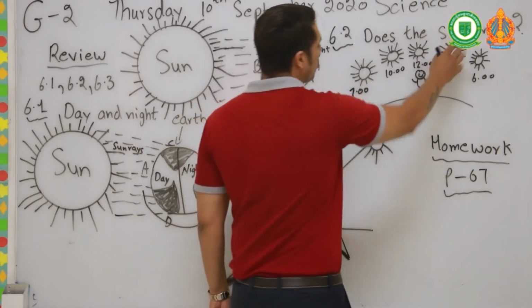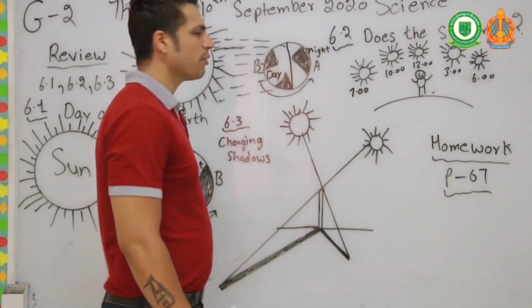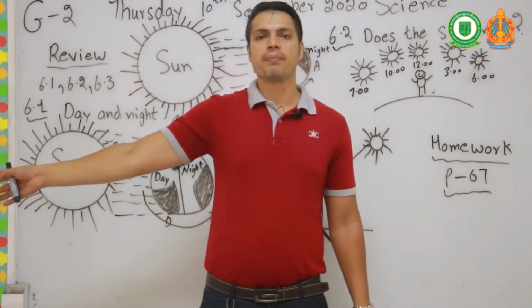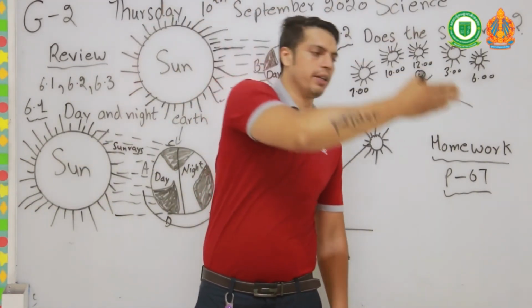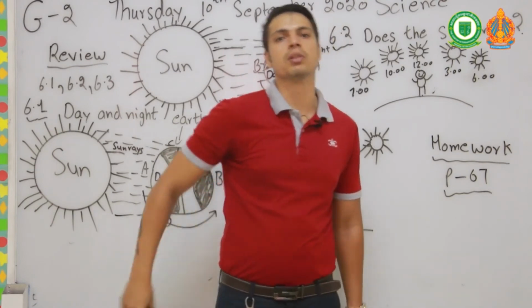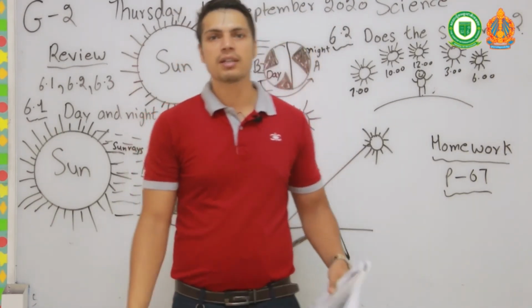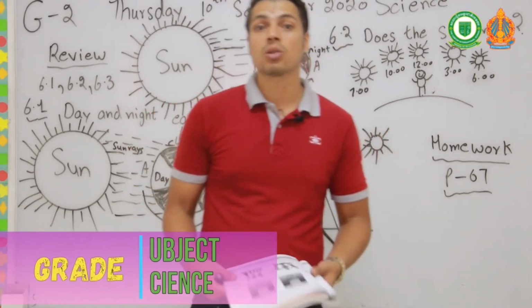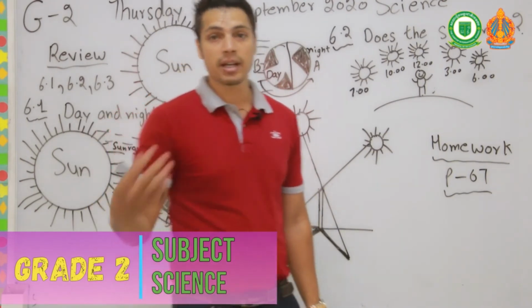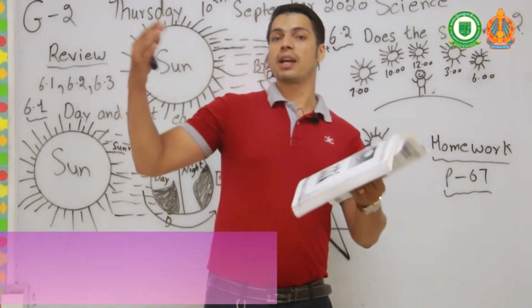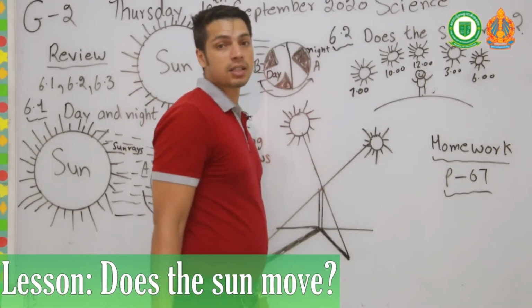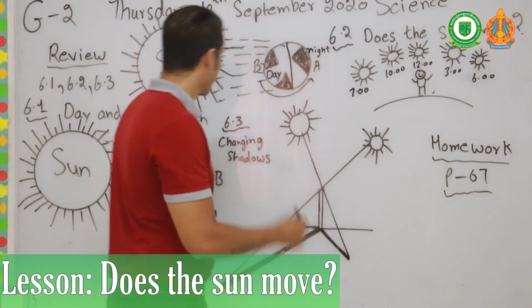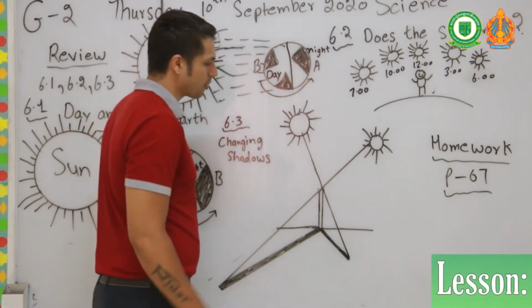So does the sun move? We get up in the morning, okay, we see the sun on this side, and then it comes here, on top, and then here, and then the sun goes down. But in actual fact, the sun does not move. It's the earth's rotation on its axis that makes us feel like the sun is moving, but no, the sun does not move in actual, okay.